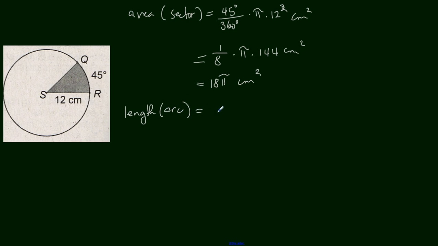The length of the arc is equal to 45 over 360 degrees multiplied by the diameter, which is 24, times pi centimeters. That's 1/8 times 24 pi centimeters. Then we have 3 pi centimeters.